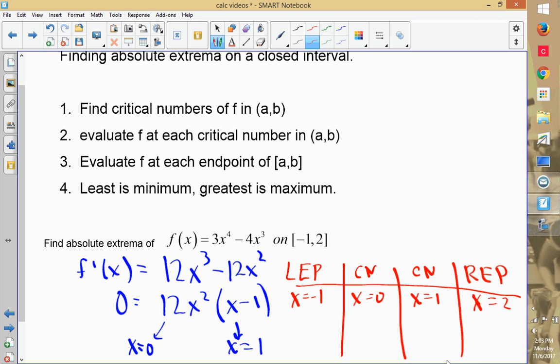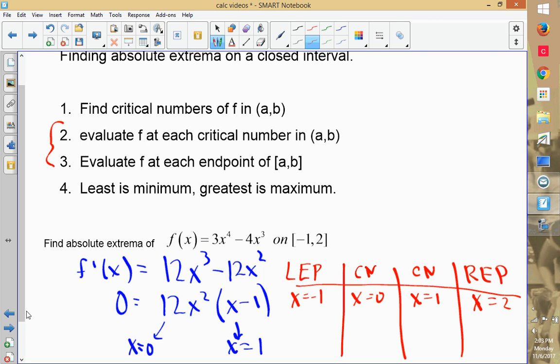Now our absolute extrema are going to happen at one of those places. Because I have a closed interval, I'm guaranteed to have both an absolute max and an absolute min. Now, these kind of go together in my little chart. I'm going to evaluate each of those numbers.